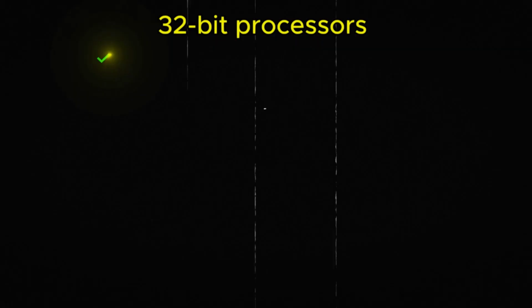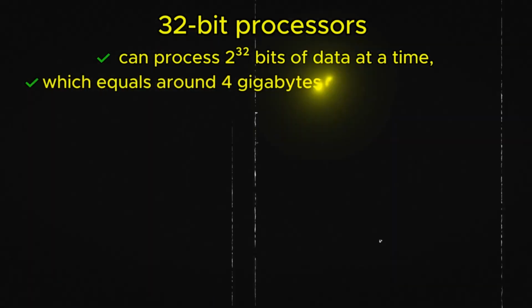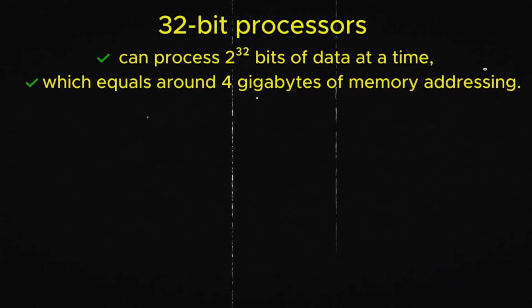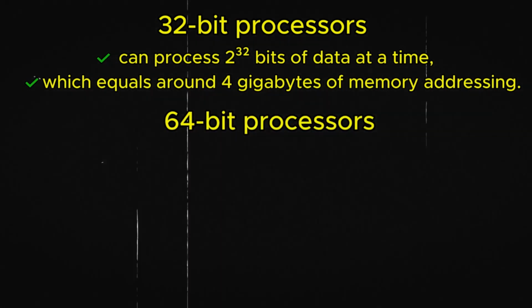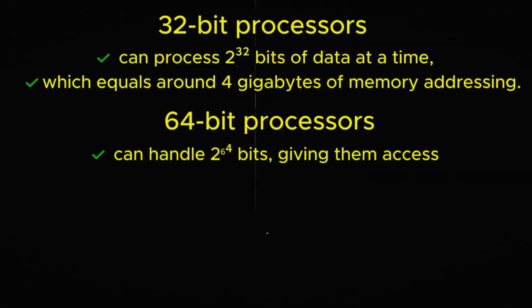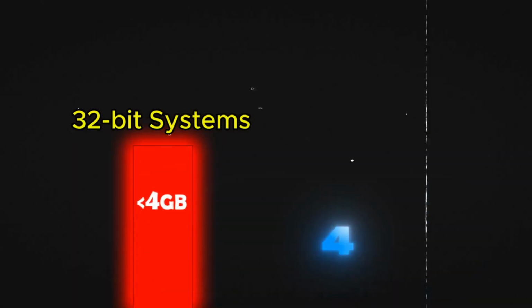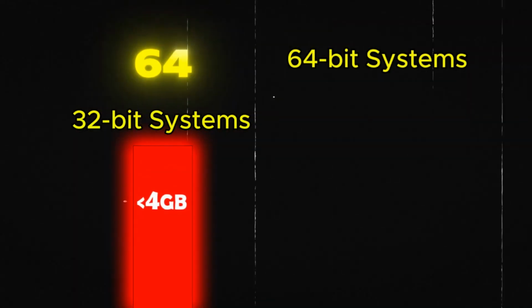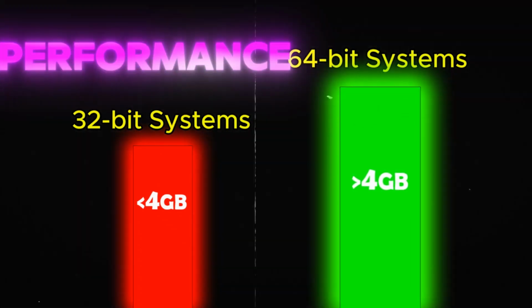32-bit processors can process 2 to the power of 32 bits of data at a time, which equals around 4 gigabytes of memory addressing. 64-bit processors, on the other hand, can handle 2 to the power of 64 bits, giving them access to a staggering amount of memory, up to 18 exabytes theoretically. In simpler terms, 32-bit systems are limited to using around 4 gigabytes of RAM, while 64-bit systems can use much more, perfect for high-performance tasks.